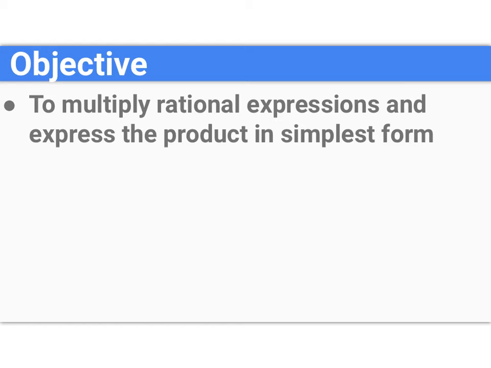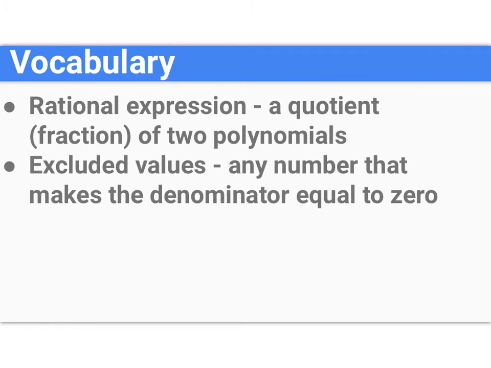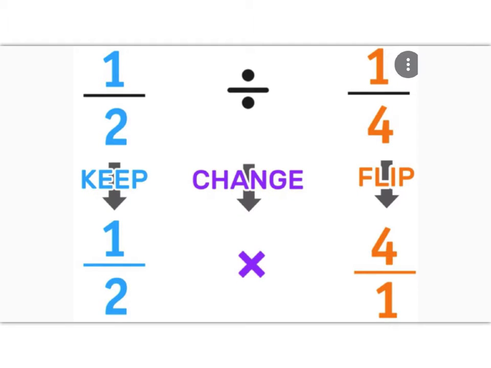So here's our objective, our vocabulary, just a refresher on what to do with fractions. You may have forgotten, so you may want to pause this. Remember, a rational expression is a fraction of two polynomials. Just like the previous lesson where we multiplied rational expressions, we applied the rules of multiplying fractions. In this one, we're going to apply the rules of dividing fractions. So we're going to treat them like fractions and then do what we've got to do.